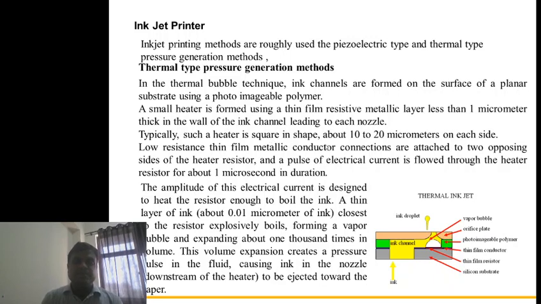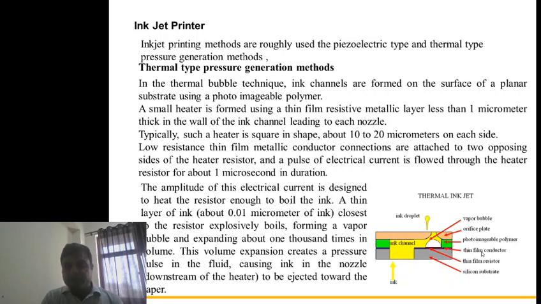Typically such a heater is square in shape, 10 to 20 micron. This thin film resistor works as a thin film heater, and its overall dimension is 10 to 20 micron. There is a low resistive thin film metallic conductor. Connections are attached on two opposite sides of the heater resistor, and a pulse of electrical current flows through the heater resistor for 1 microsecond. This thin film resistor along with the thin film conductor generates a small heater.